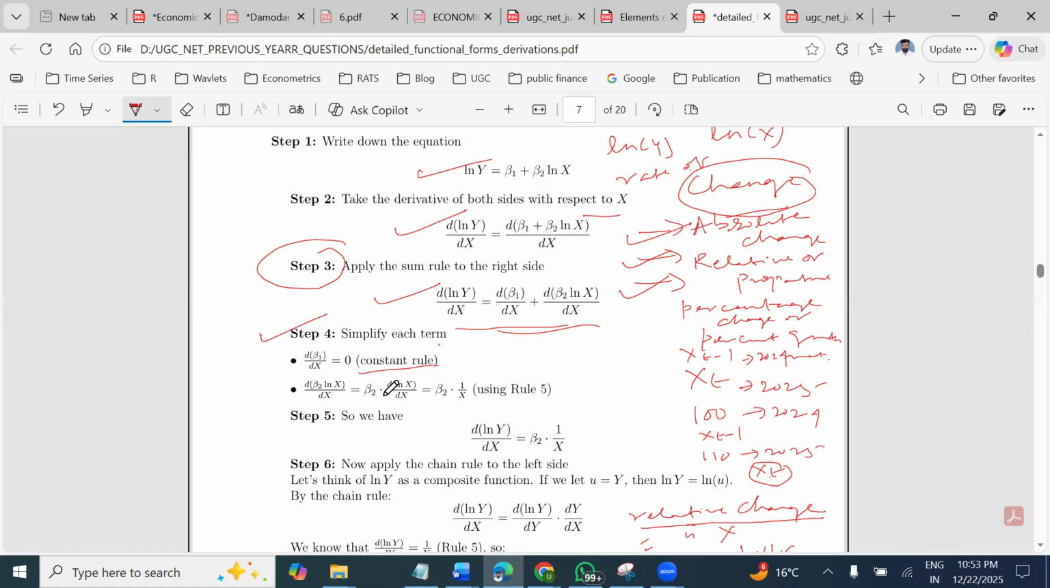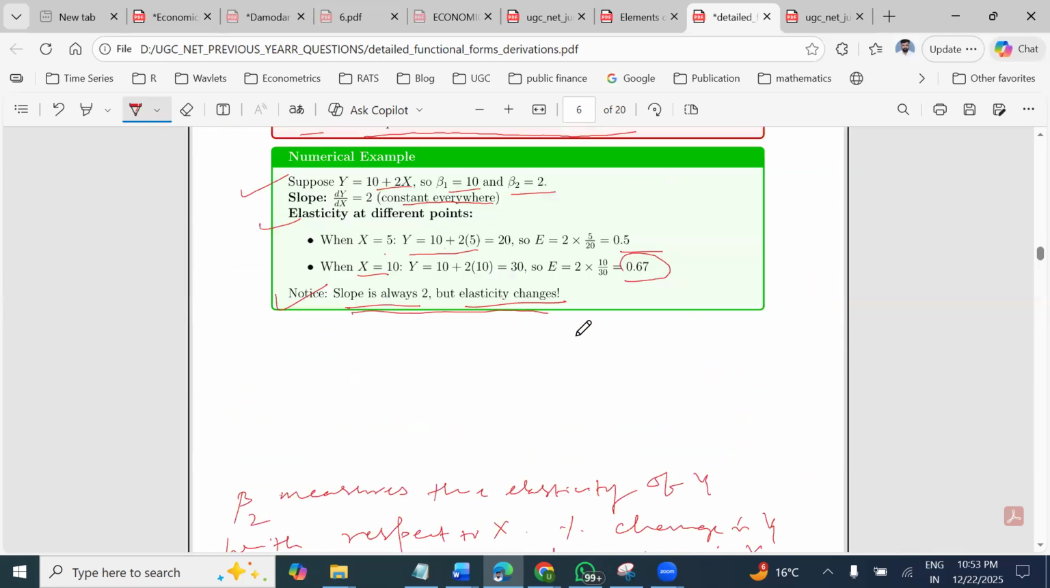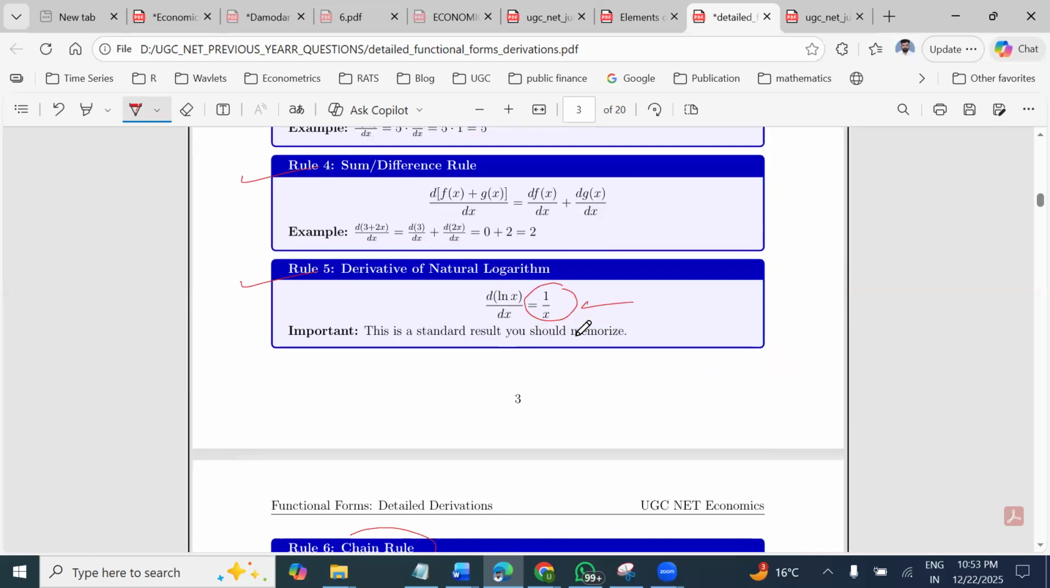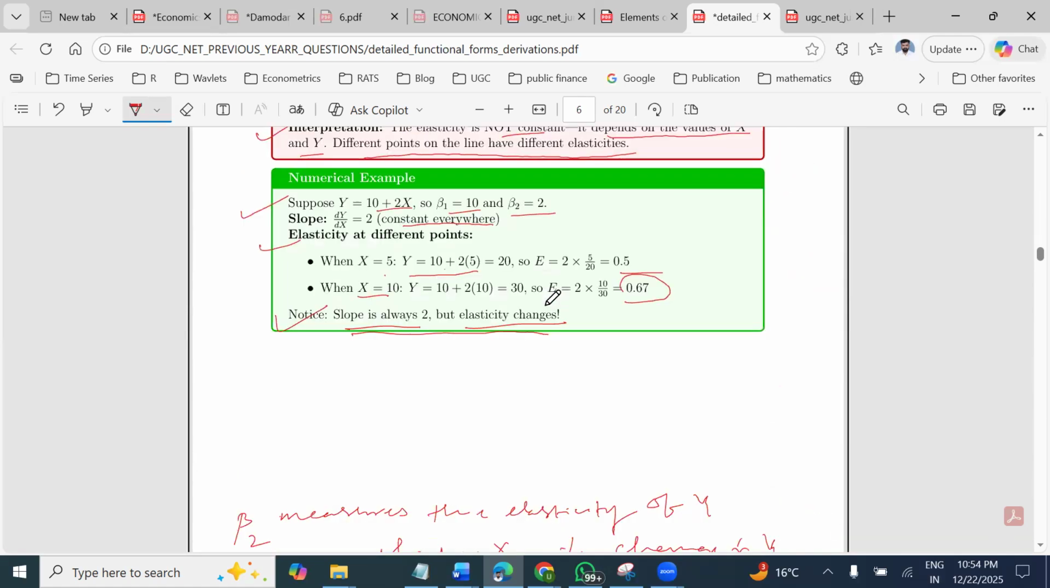Sangeeta, what kind of rule is it? Have you forgotten the chain rule? Is it the chain rule, Madhusmita? No, sir. It is the log rule. So that is why I was thinking whether you are aware or not. This is important, I told you, this log rule. So that means you are not giving attention. This is a standard result you should memorize, right? 1 upon x. So please remember this, okay?